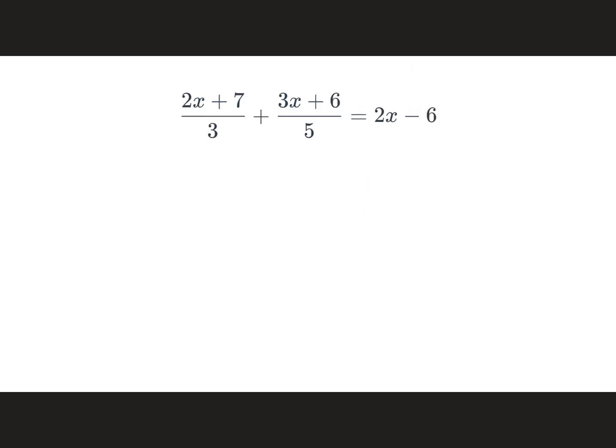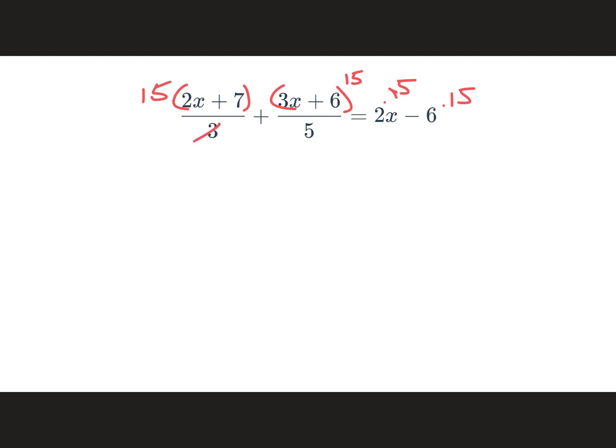I know this video is going long, but I want to go through 2 more examples to really make sure that you understand what we're doing here. All right, look at your denominators, 3 and 5. What's the common denominator? 15. So I'm going to multiply this group by 15, this group by 15, the 2 by 15, and the negative 6 by 15. Remember, every single term.